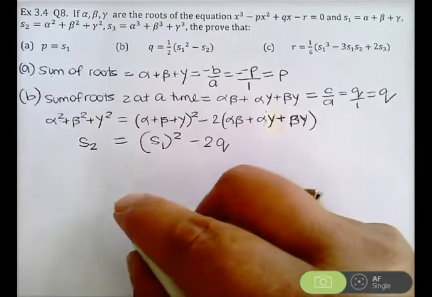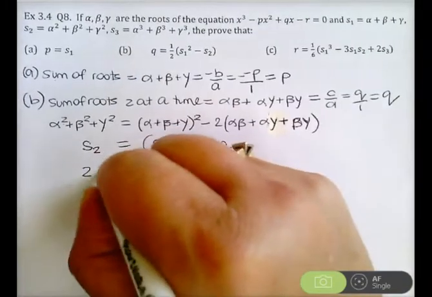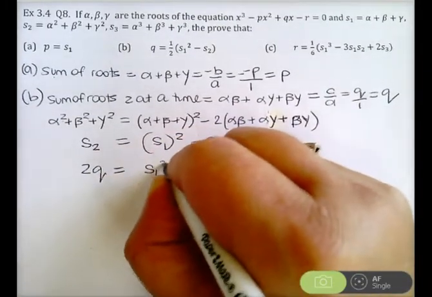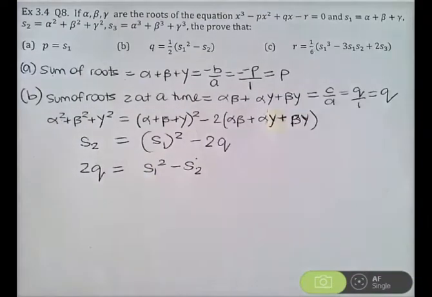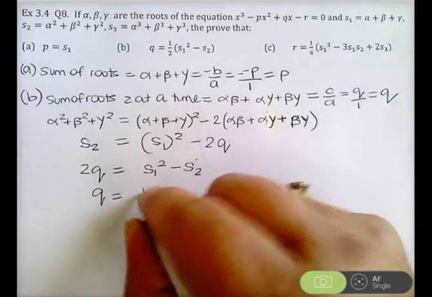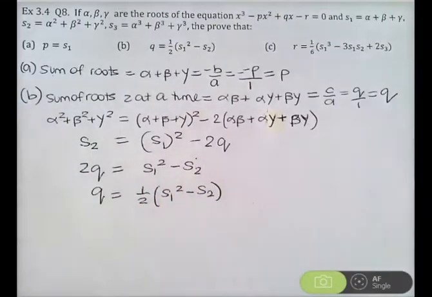So therefore, we're just making Q the subject. 2Q equals S1 squared minus S2. Make sure you're putting the subscripts and the superscripts correctly. Therefore, Q is just a half of those. That one's not hard to do that way. That was actually okay. All right.